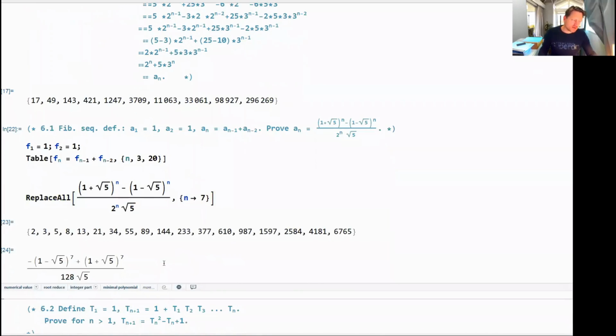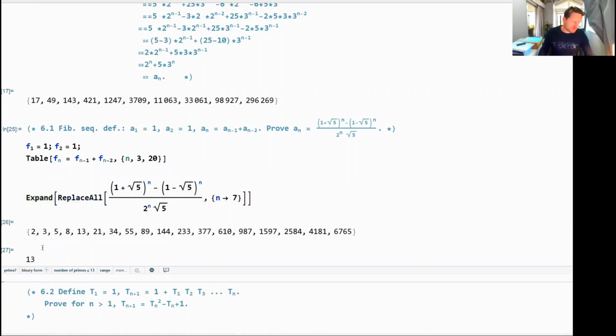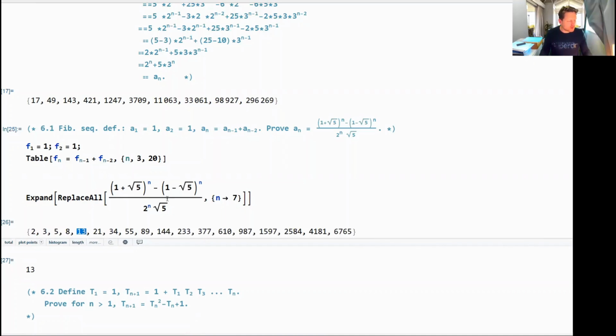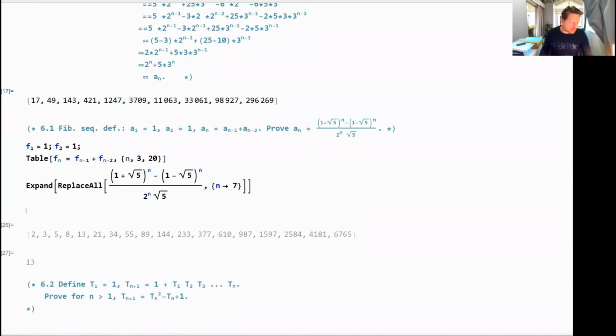So see, you see a surd, right? But then when you expand this, so write that next, expand that, we get 13, right? Because you take the powers and the surds cancel, and you end up with a nice integer, and so that is the 7th Fibonacci number. Okay, great. So let's start to prove this now.